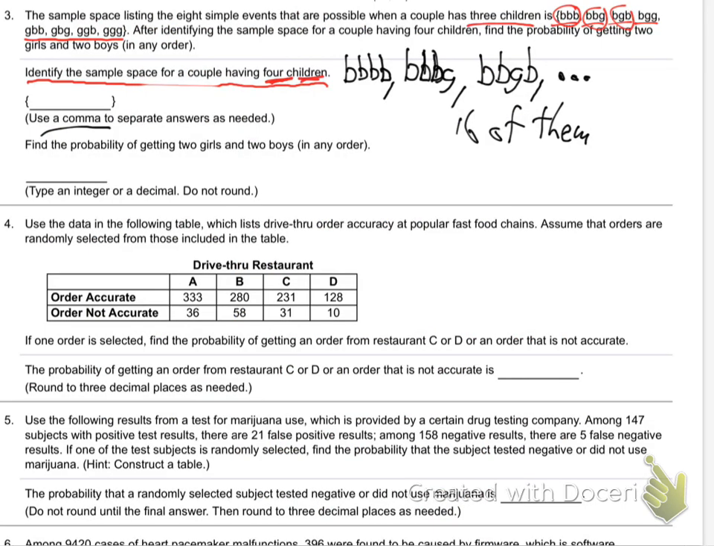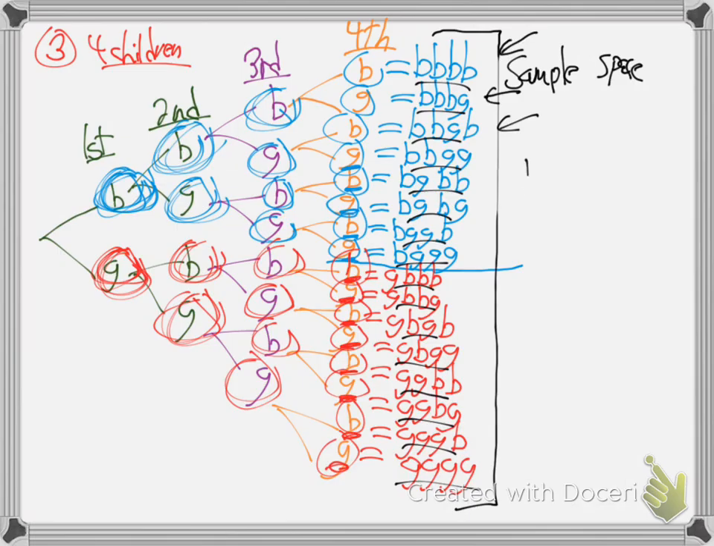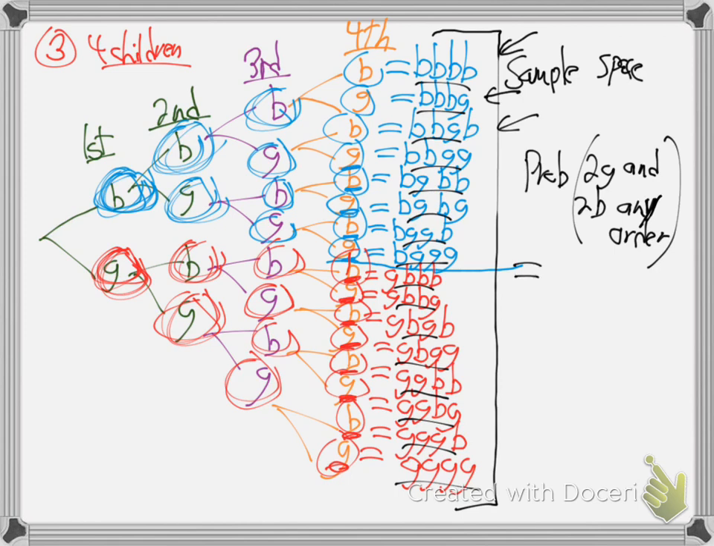Now coming back here, it says, find the probability of getting 2 girls and 2 boys in any order. So what's the probability of getting 2 girls and 2 boys in any order? How do we figure that out? Remember, probability is always the part you want over the total. So how many of these listings are 2 girls, 2 boys, any order?